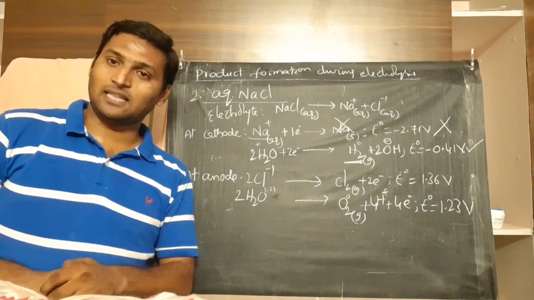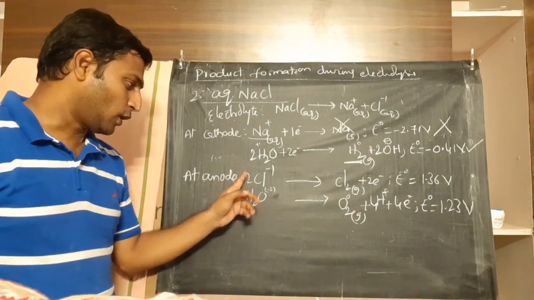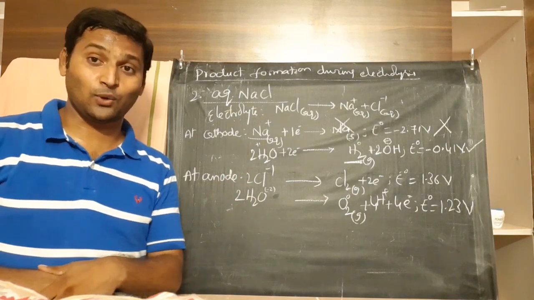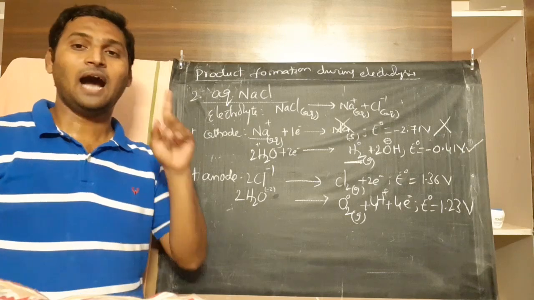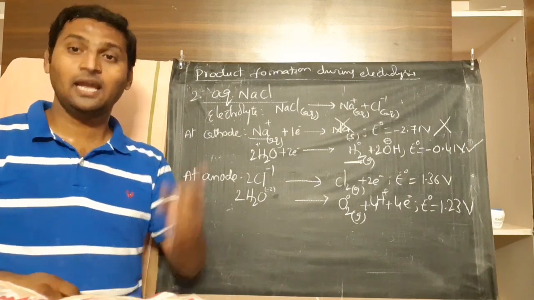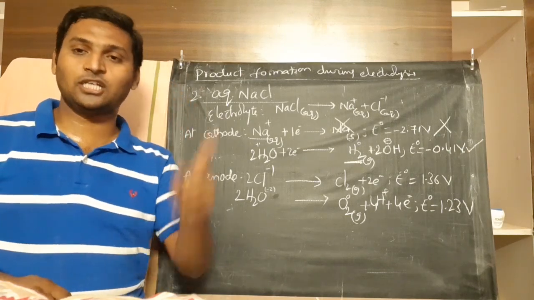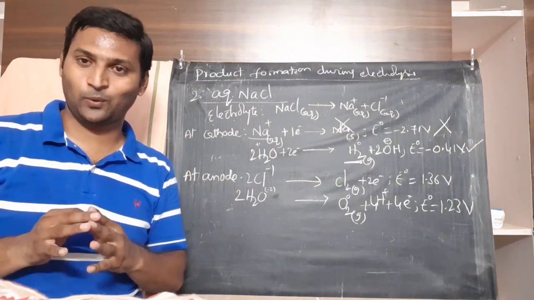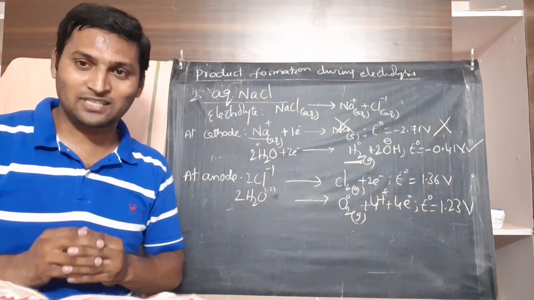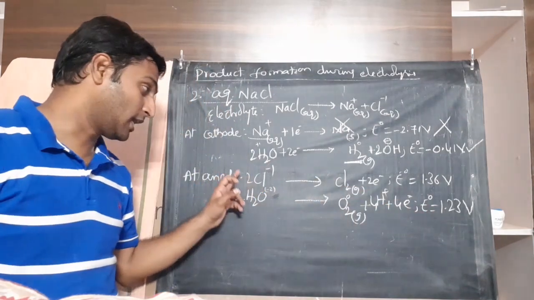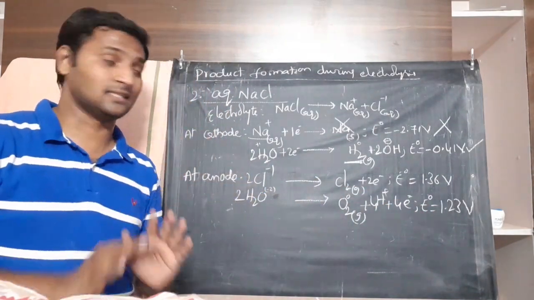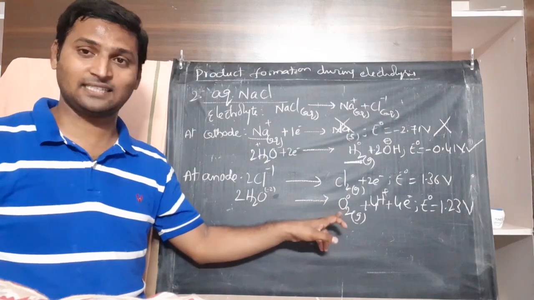Now comes the question, out of chloride ion and water, which should undergo oxidation preferably? The answer is simple. According to preferential discharge theory, the one with the lowest potential undergoes oxidation at anode. That way, if you see, water should undergo oxidation and chloride ions should remain chloride ions, and the product should be oxygen gas liberated at anode.